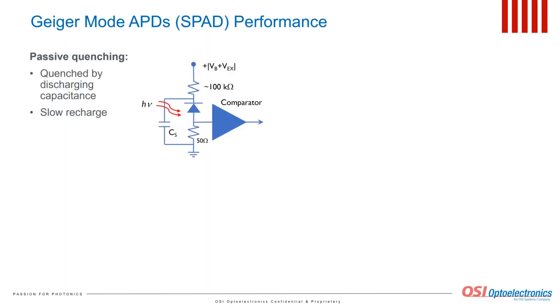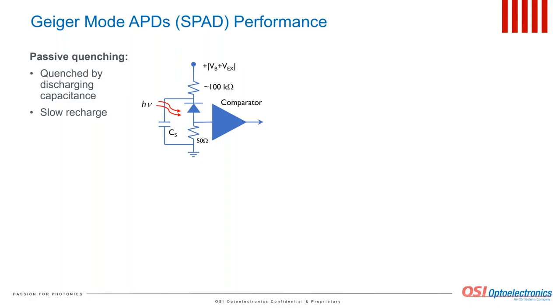This image shows another example of a circuit that provides passive quenching. The avalanche is quenched by discharging capacitance following an avalanche. The passive components of the quenching circuit can be assembled either inside the APD package or can be added as a part of an external circuit.